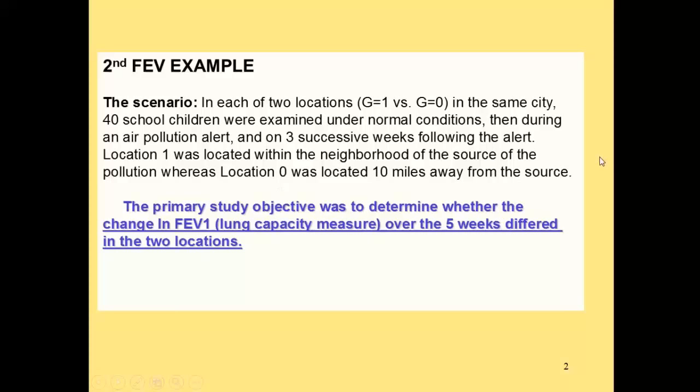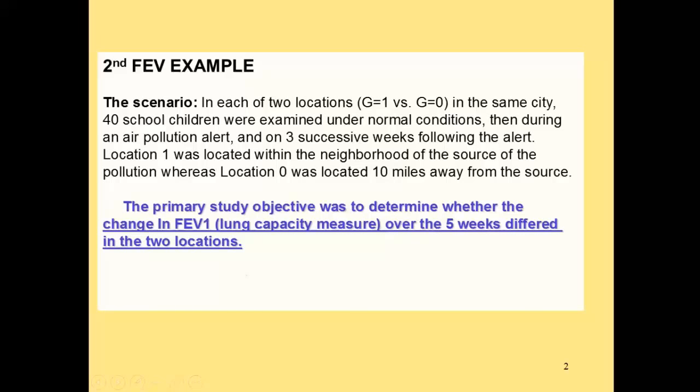See the problem that's different now? Previously, we just had this one location. It was either right where the pollution occurred or it was 10 miles away. It was one of these 2. Let's assume that location 0 is 10 miles away. The primary study objective was to determine whether the change in FEV1 over the 5 weeks differed in the two locations.